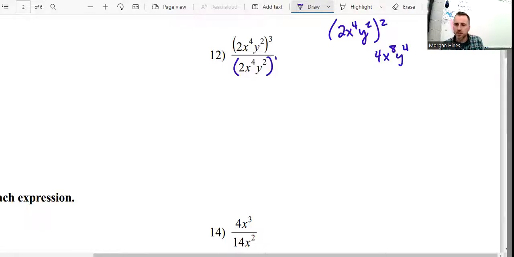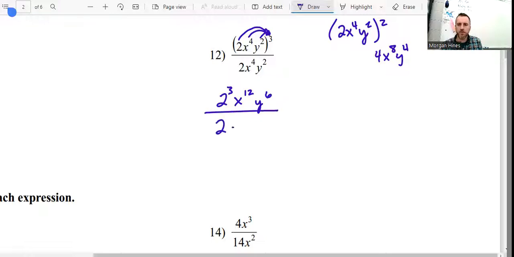And that's only as good as it is if you see it. I'm going to go out on a limb and say most people wouldn't see and recognize that immediately. So what can we do instead? Well, we can do all of these things to the third power. That's going to give us 2 to the third power, x to the, how do we combine those? That's 12, y to the, we multiply these and we get 6. All of that over 2x to the fourth, y to the second.